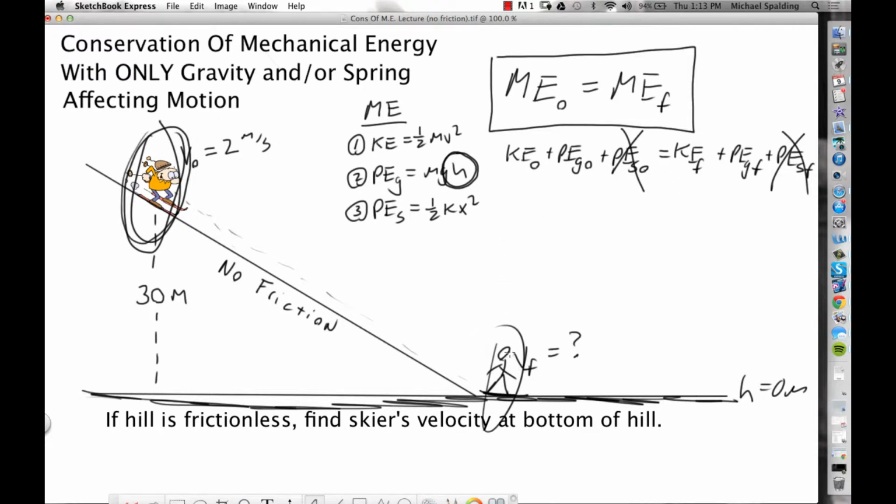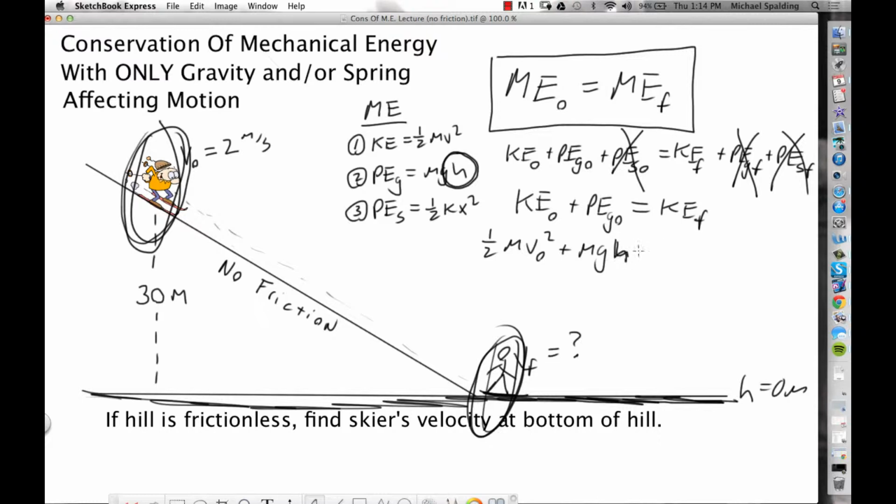All right, final. So now look down here. Does the guy have kinetic? Yep, because he's moving. Does he have potential of gravity? No, because he's on the zero point where h is 0. So what we're left with is kinetic initial plus potential of gravity initial equal to kinetic final. Right? So now you plug in your equations. 1/2 m v initial squared plus mgh equals 1/2 m v final squared.